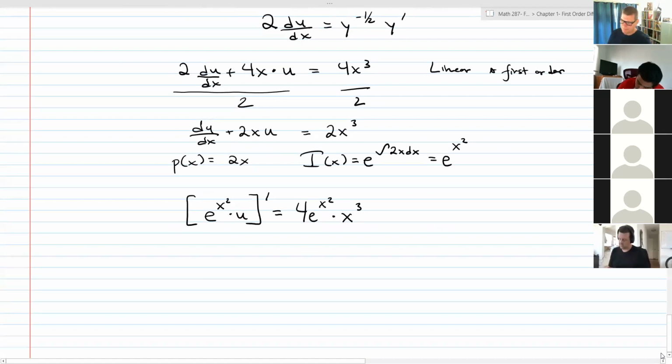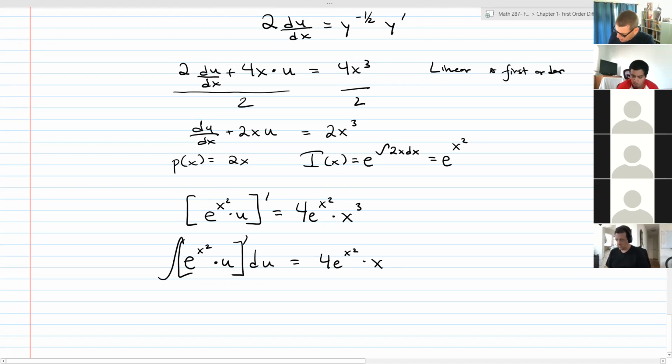Now integrate both sides. The integral of e to the x squared times u prime equals the integral of 2e to the x squared times x cubed dx. I'm going to use technology actually to find my integral.